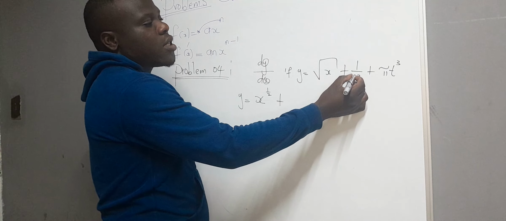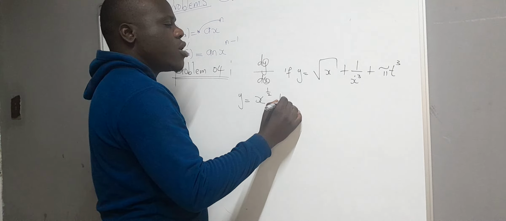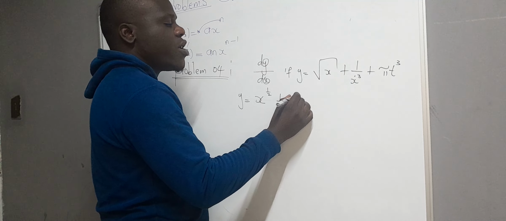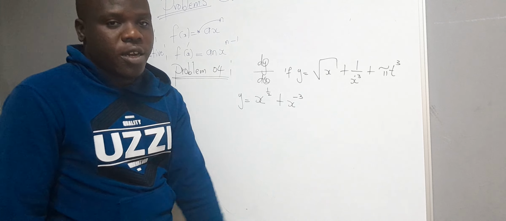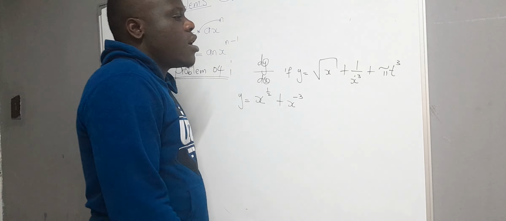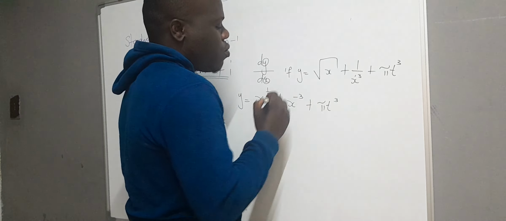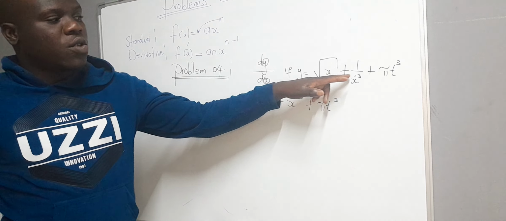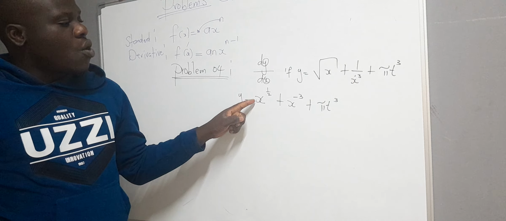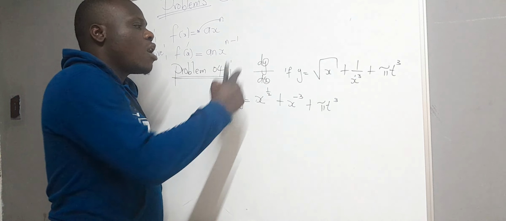You see this x, this 3 is positive. When this 3 goes up, it's going to be x to the power of negative. Since it is positive, when it goes up it should be a negative power. Then we move on, plus pi t cube. Now it is in standard form. We don't have any x on the numerator, so our x is in exponential form. Then we are good to go.